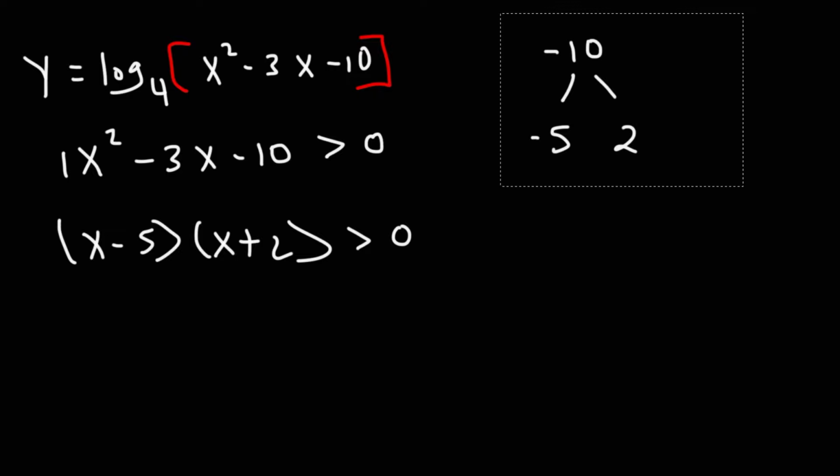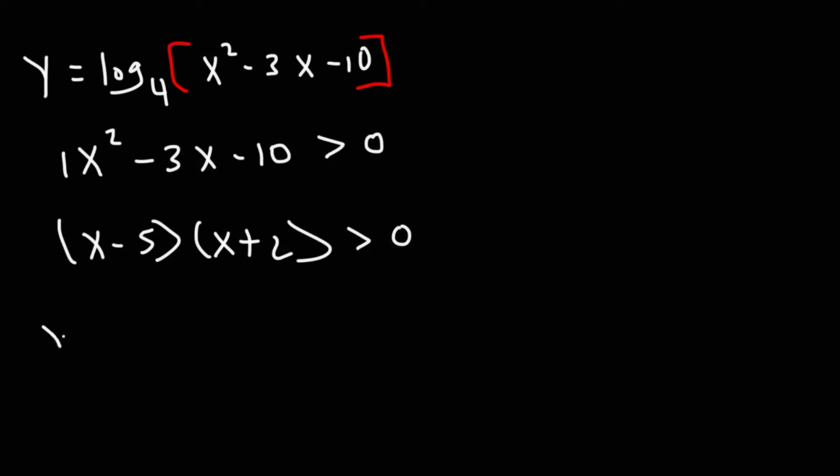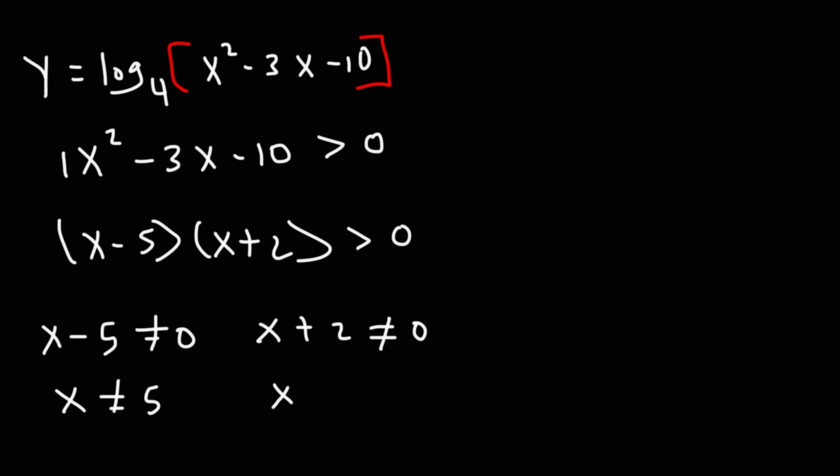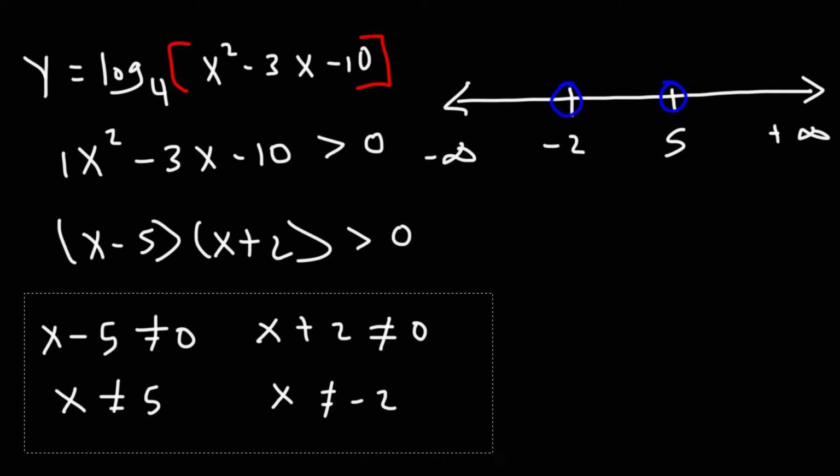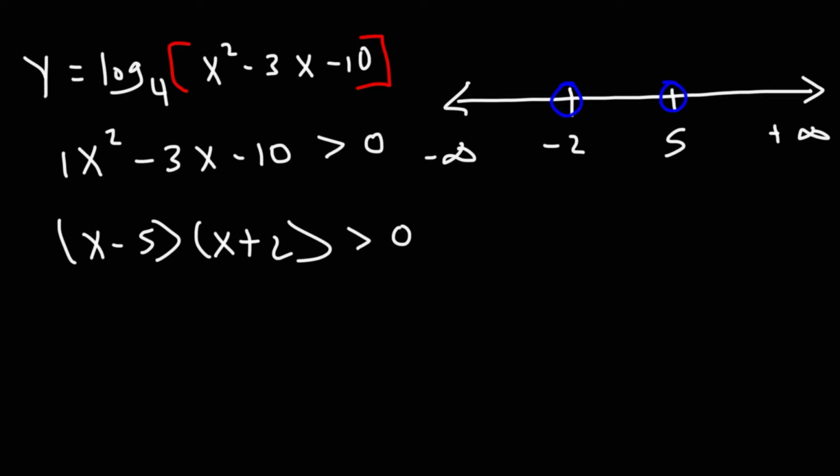So now we could set each factor not equal to 0. So x minus 5 cannot be equal to 0, and x plus 2 cannot be equal to 0. So x cannot be 5, and x cannot be negative 2. So we can put that on the number line. So here's negative 2, and here's 5. Here's negative infinity, and here is positive infinity. So we have an open circle at negative 2 and at 5. So now let's see which intervals work and which ones don't.